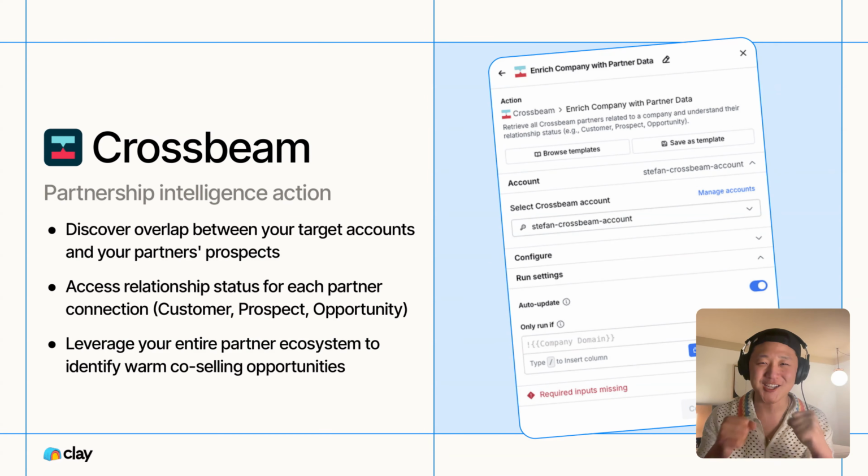Crossbeam. Clay's had Crossbeam as a source for a little while now, but starting today, you can use Crossbeam as an action within your workflow. You can discover which partners share relationships with your target companies for strategic co-selling opportunities. We actually use this a lot at Clay. This action allows you to access partner details, including names, IDs, and more immediate collaboration opportunities.